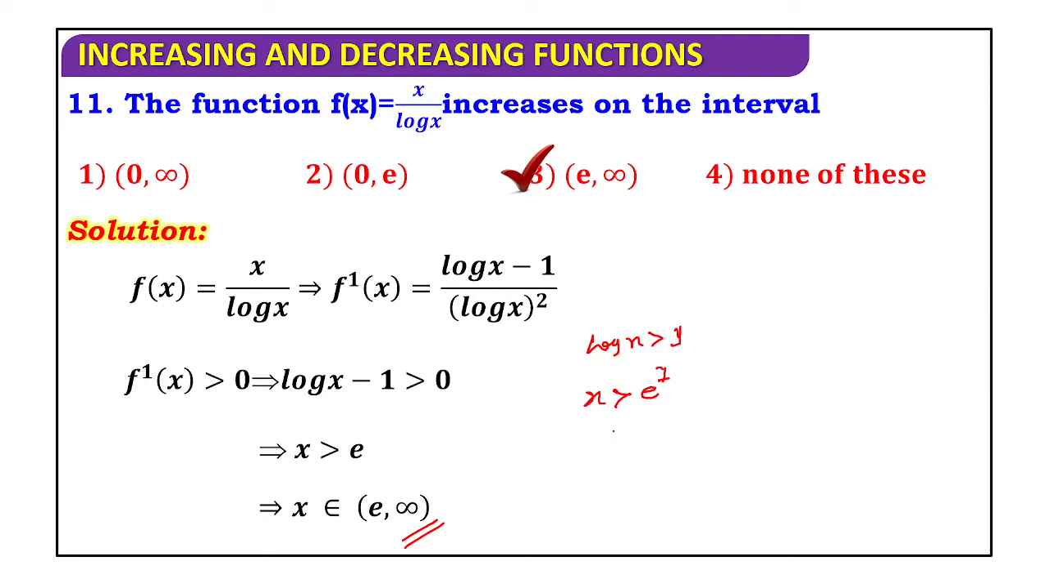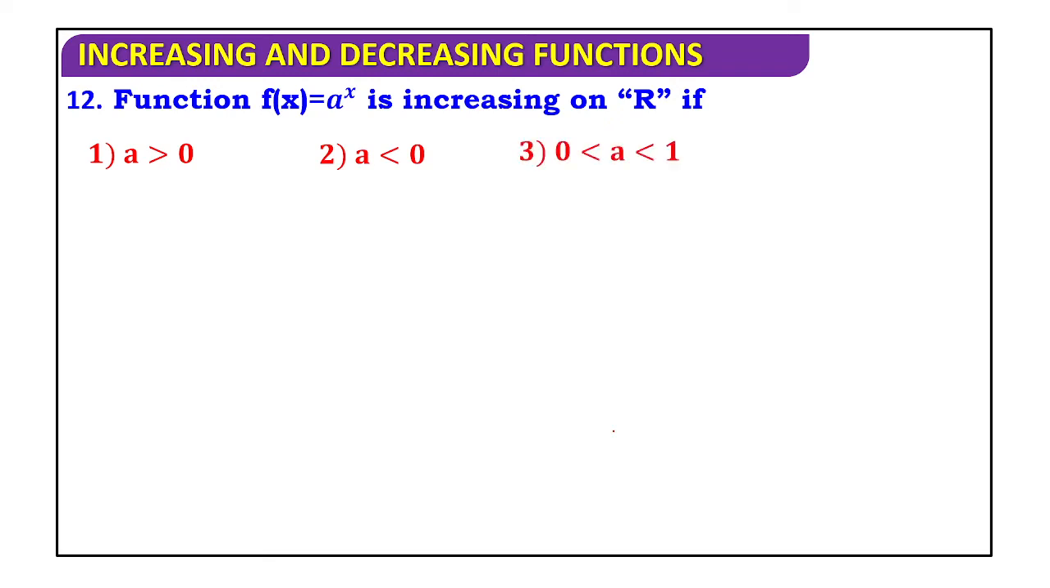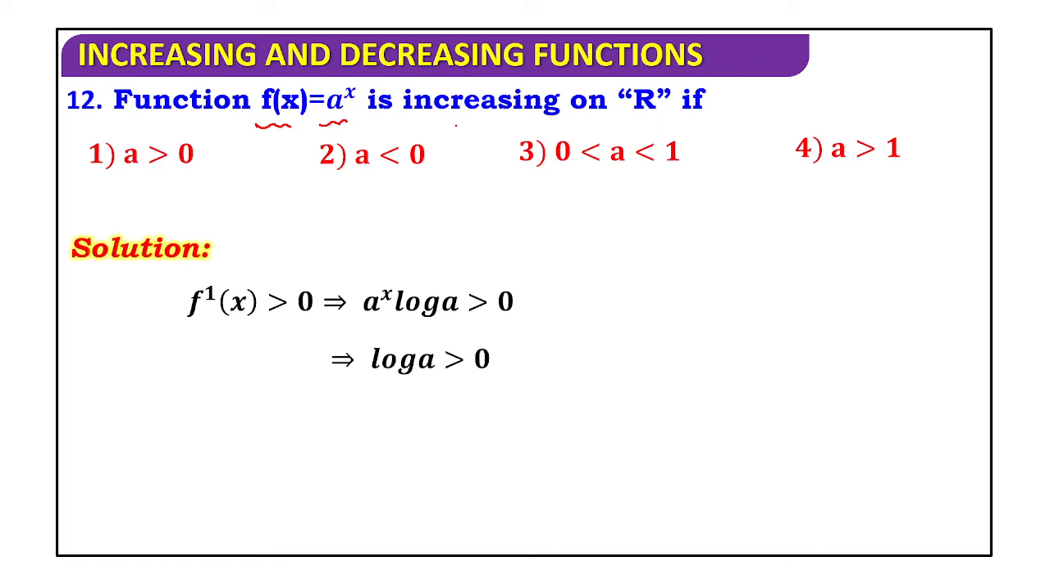Okay, now we can move to problem number 12. The options are: a is greater than 0, a is less than 0, a is in between 0 and 1, and the fourth one is a is greater than 1. You can see f of x is given as a to the power x. If I differentiate it, all of you know the derivative is a raised to x into log a. And according to the problem, f dash of x must be greater than 0.